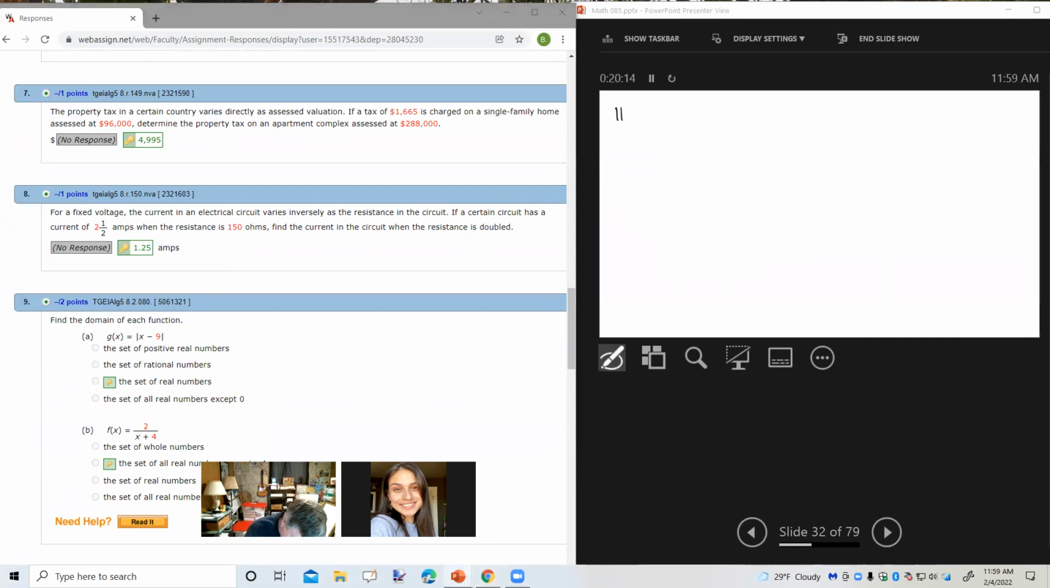Okay. Good. Number 7, the property tax in a certain country varies directly as assessed valuation. So this is very similar. In fact, I think these are the exact same numbers that we did. Sometimes they're random, sometimes the same problem is different for different people. But yeah, these are the exact same numbers. You want me to pull up some different numbers? Yeah, I wouldn't mind. It's just nice practice for me. Sure, okay.